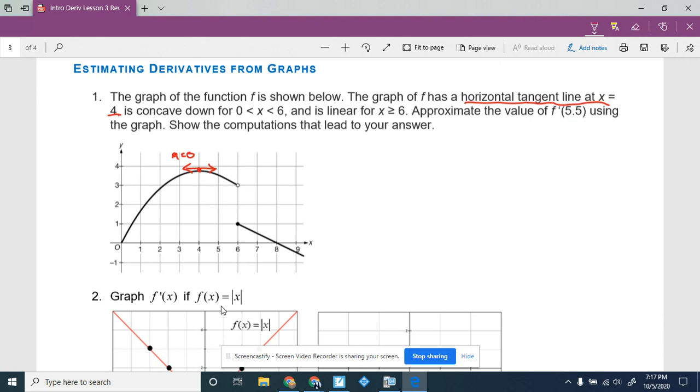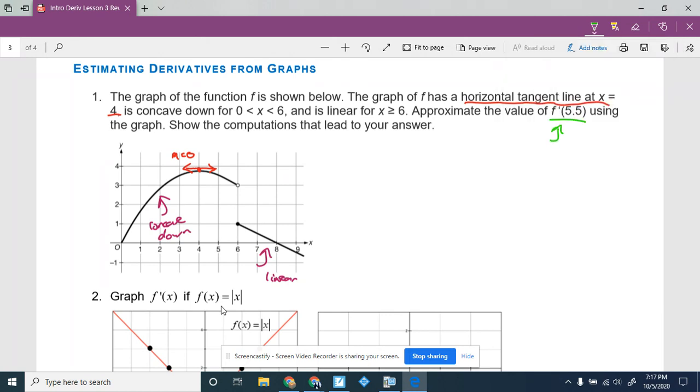All right, then it says it's concave down from 0 to 6. So what does that mean? That means the graph is curved down. So this portion of the graph we would consider to be concave down, downward curvature, right? From 6 on, the graph is linear. Well, that makes sense because that looks like a line. We can see the jump here. And now it says go ahead and approximate f prime of 5.5.